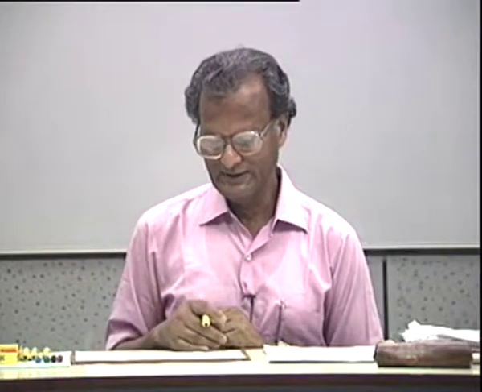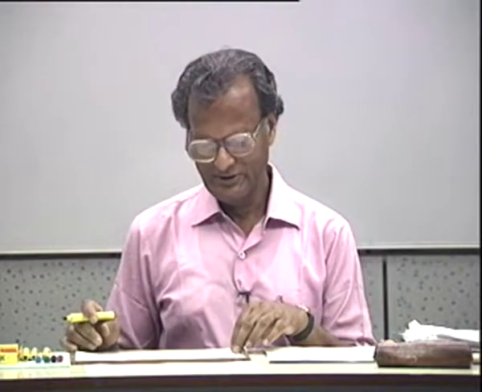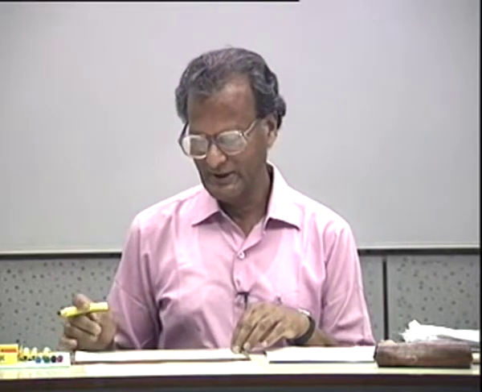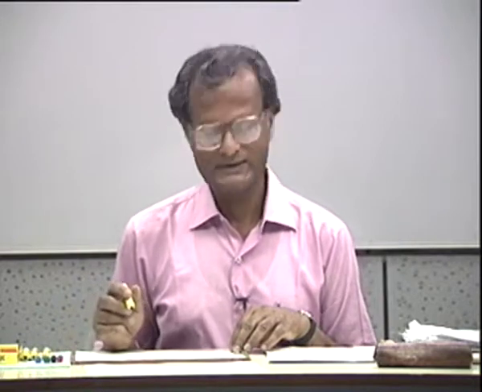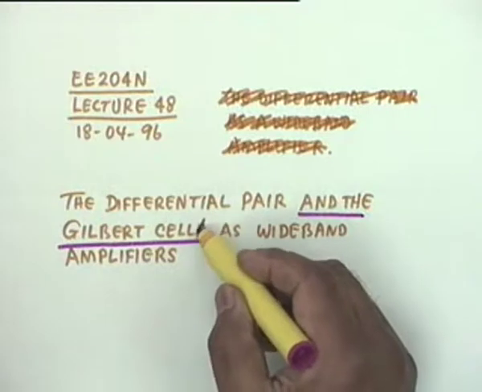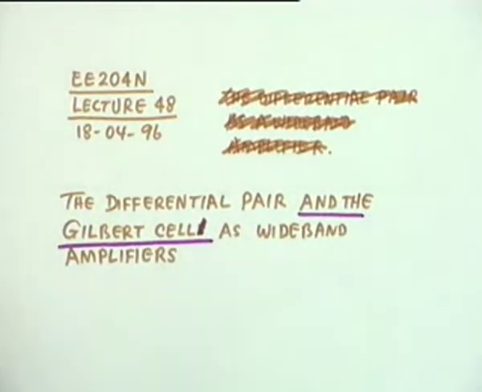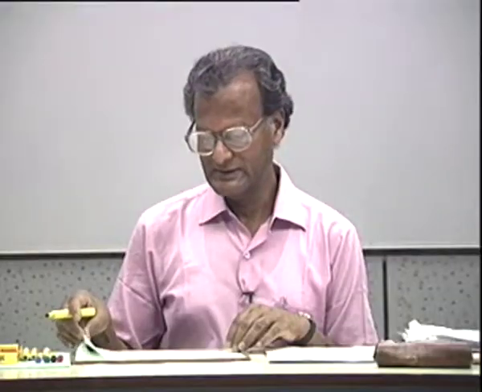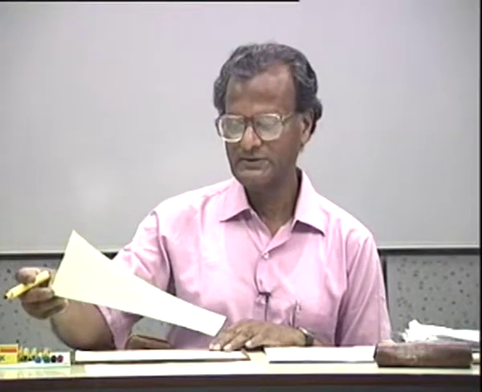This is the 48th lecture, and our topic today is the differential pair, which we started last time, and the Gilbert cell, a particular circuit which is very popular in integrated circuits. Both of them can be used as wideband amplifiers. This is what we are going to look at today.